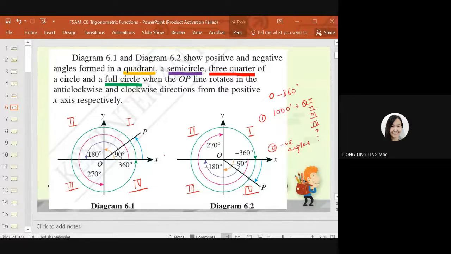Then only the values change. Here is positive. Here is 0 or 360. Then here is 90, 180, 270. If it is positive, it goes in one direction like this. But if it is negative, we count from the other side. We count from the other side: 0, negative 90, negative 180, negative 270, negative 360. Like this. Okay, any question?